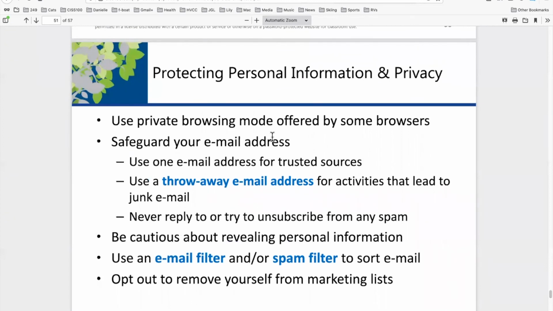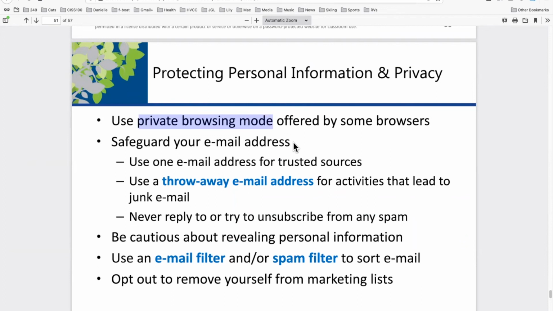Protecting personal information and privacy. The textbook says use private browsing mode. Well, it was just found, in fact, I think you can find it in the sidebar of ciss100.com, that Google was actually tracking people despite the private browsing mode. So take it with a grain of salt. Whether that's in their end user license agreement or not, I don't know.